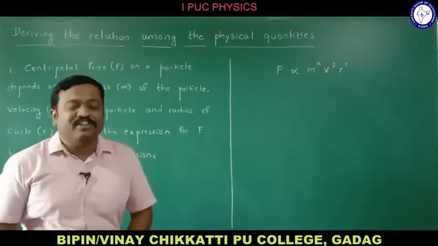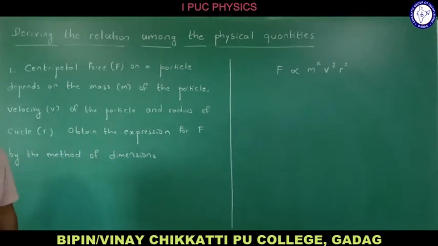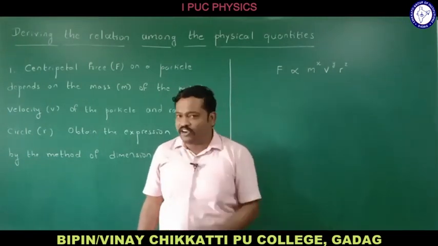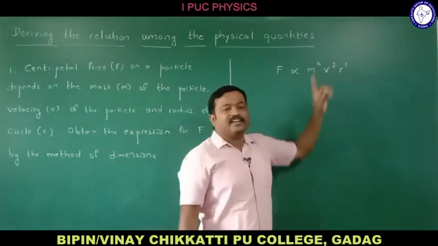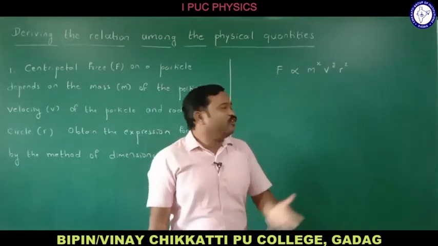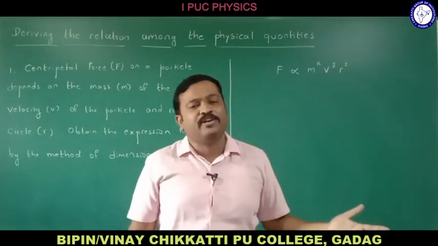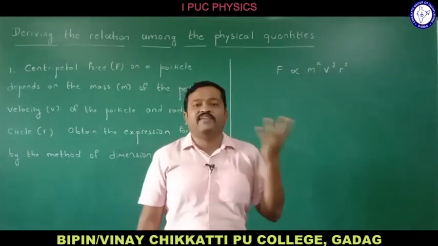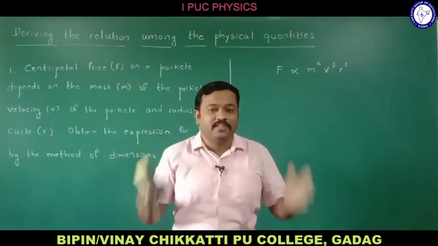This is how we need to begin the derivation using the method of dimensions. We are deriving the relation among these physical quantities. In the question itself they have given that centripetal force depends upon three quantities: mass, velocity and radius of circle. We don't know how it is dependent. We are deriving that by using dimensional analysis, so I will take it as x, y, z. Next, I will find the values of x, y, z by using dimensional analysis, and thus we will arrive at the formula for centripetal force.